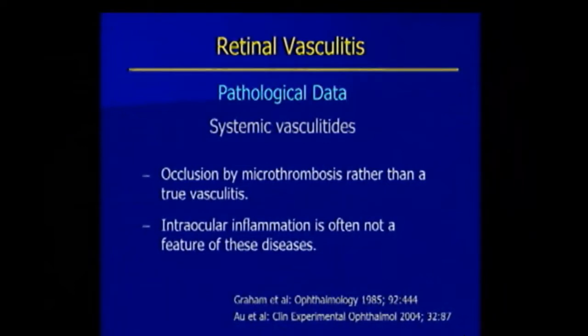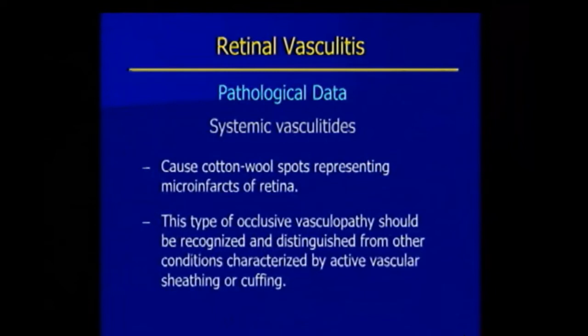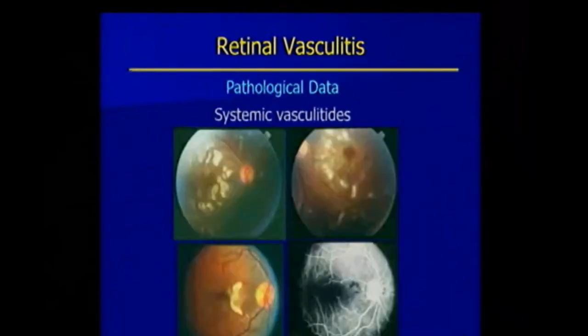But the people sometimes mix vasculitis with what we see in SLE as occlusion by macrothrombosis. So we prefer to call this vasculopathy. So this will cause cotton wool spots representing macroinfarctions of the retina. Therefore, this type of occlusive vasculopathy should be recognized and distinguished from other conditions characterized by true vasculitis.